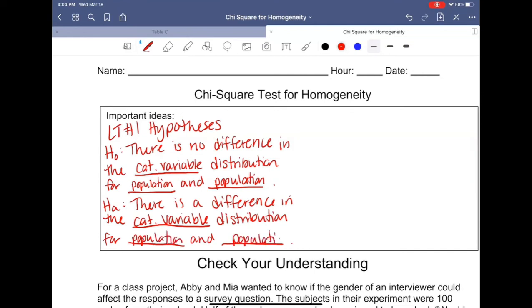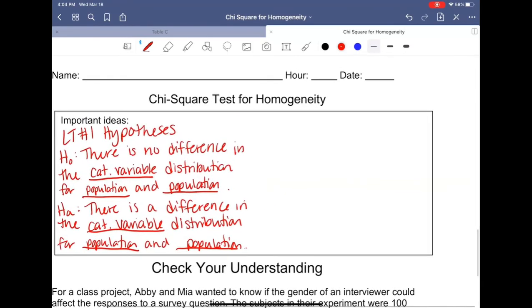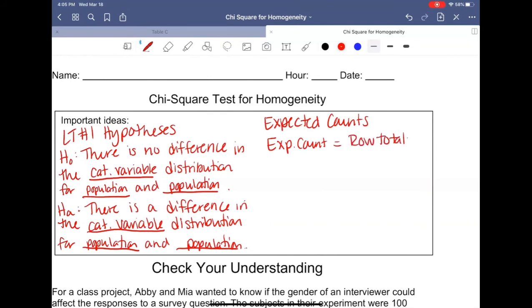All right. The second part of our learning target was about expected counts. And this is when you have a two-way table. So when you're doing this type of chi-square test, your expected, I'm just going to abbreviate, equals the row total times the column total divided by the table total.